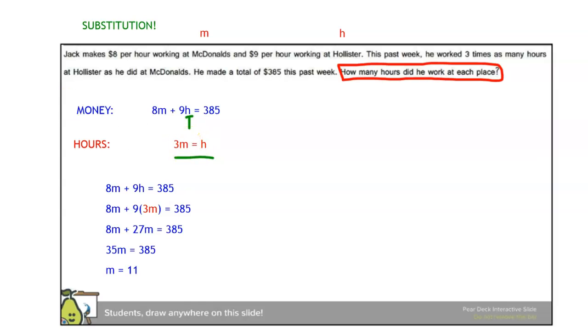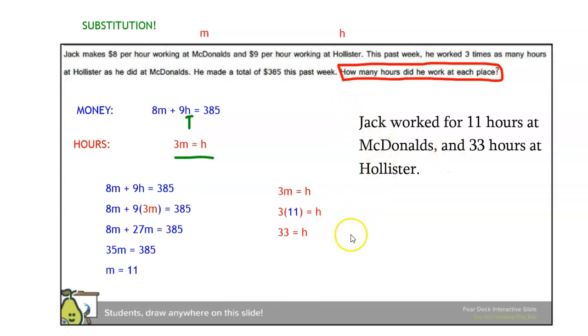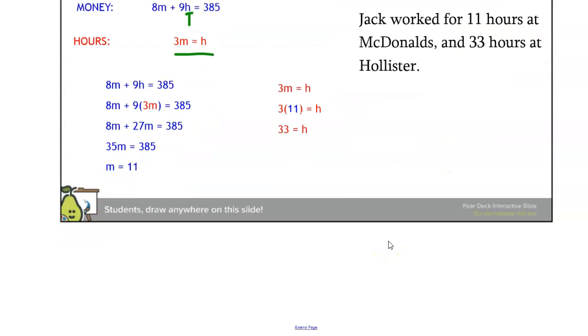Here I go. All right, and let's just make sure that this makes sense. He worked 3 times as many hours at Hollister, 33, as he did at McDonald's, 11. That makes sense because this is 3 times as many hours as this. So let's finish it off with a sentence, just like we did with the LeBron problem. So we know that Jack worked 11 hours at McDonald's and 33 hours at Hollister.